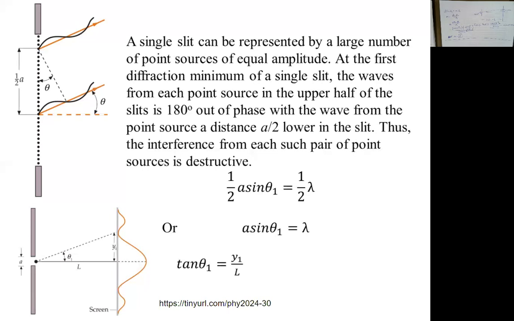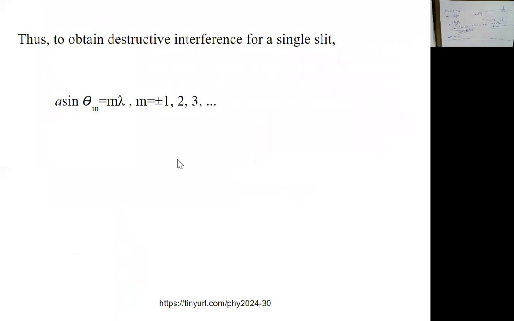Now similarly, typically you'll have a screen that is far away from the slits. For the distance L compared to A, L is much bigger than A. So then Y1 is much smaller than L. So the angles involved here should be small angles. You can do the small angle approximation if your angle is less than 15 degrees. Most of the cases you will see the angles are less than that.